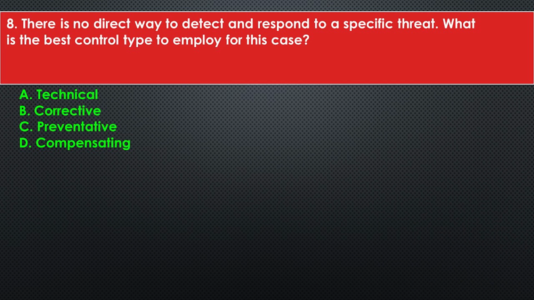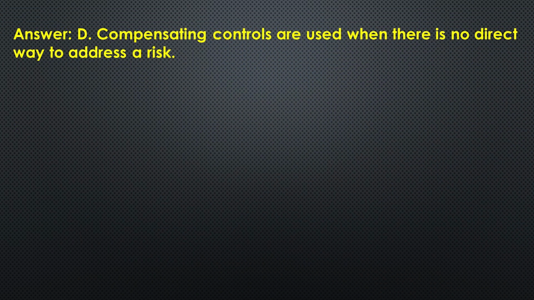8. There is no direct way to detect and respond to a specific threat. What is the best control type to employ for this case? A. Technical. B. Corrective. C. Preventative. D. Compensating. Answer: D. Compensating controls are used when there is no direct way to address a risk.